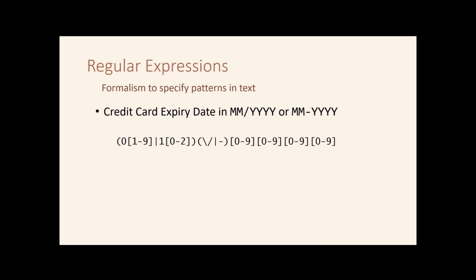Now let's say we want to look for credit card expiry dates in a format like this. We have month and then the year, but they're separated by a hyphen or a slash. So we have this vertical bar over here, which denotes a disjunction. So this string is matched by the expression as follows. I have color coded the part that matches the expression.